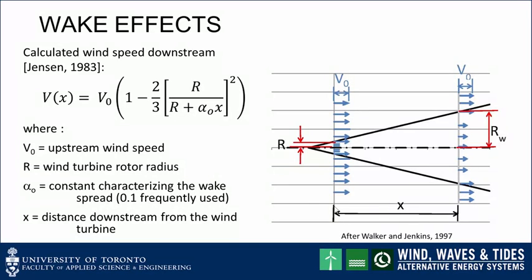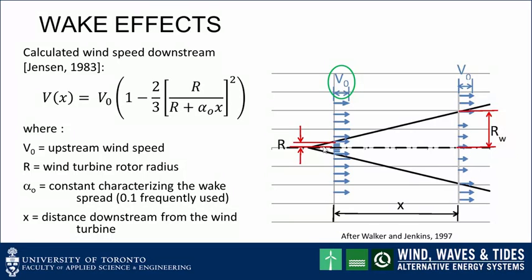At x equals 0, so this position here, we start with the upstream wind profile. So here's V0, and you can see that outside of the wake region, indicated by the thick black lines here, the wind has the wind speed V0. R here shown is the radius of the wind turbine rotor, so this plot is much magnified in scale.